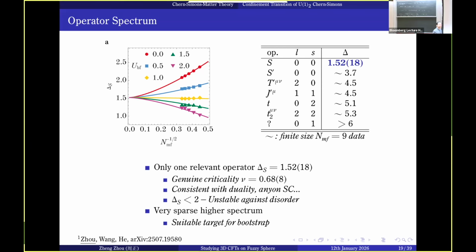So indeed, we see that the finite size effect one you pointed to is the one that has dimension 3.7.